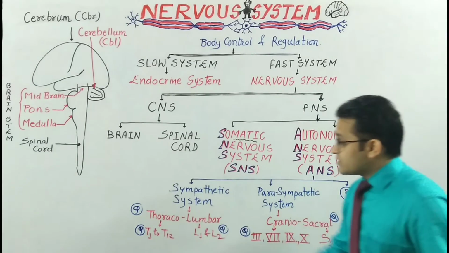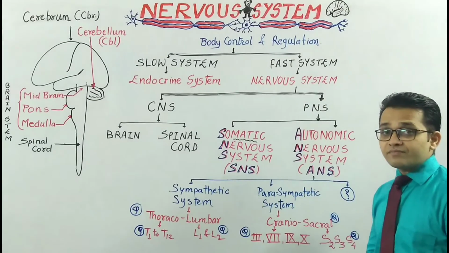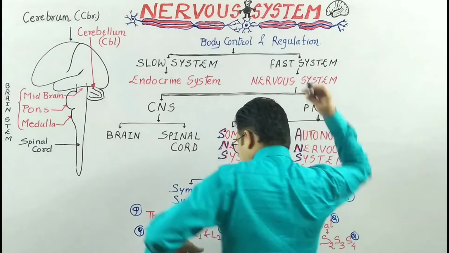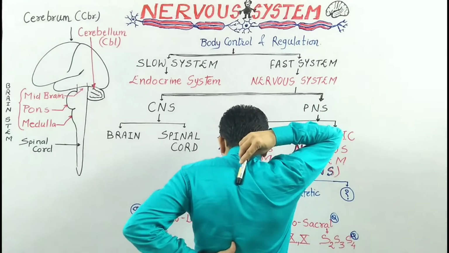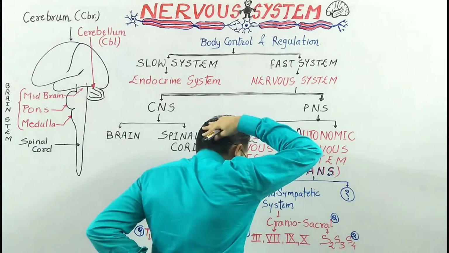Later we will study that the sympathetic system arises from the thoracic and the lumbar part, while the parasympathetic system arises away, meaning the cranium and the sacrum part.